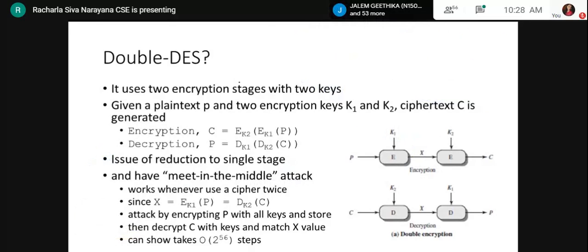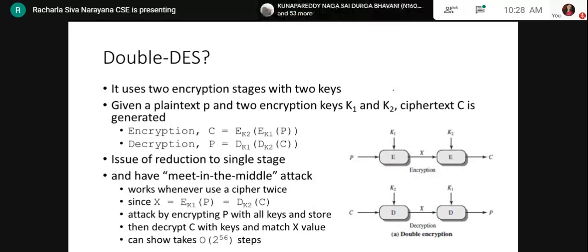So another type of disadvantage is the meet in the middle attack. It works whenever we use a cipher twice. Whenever we are using the same cipher two times, it is possible for the attacker to perform a meet in the middle attack. So how? The attacker tries with all keys and stores the results.